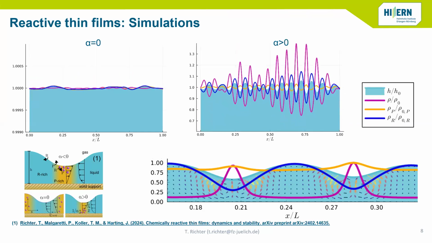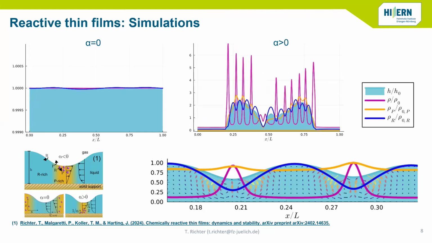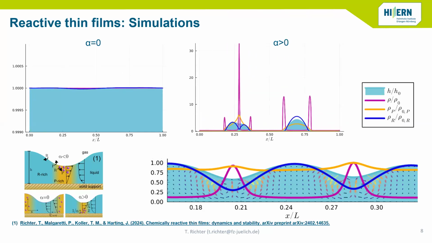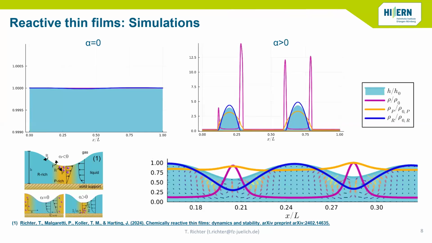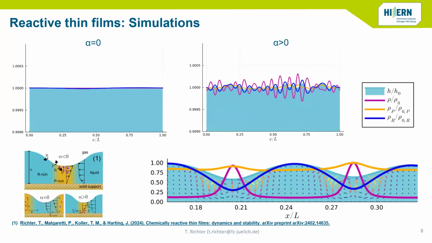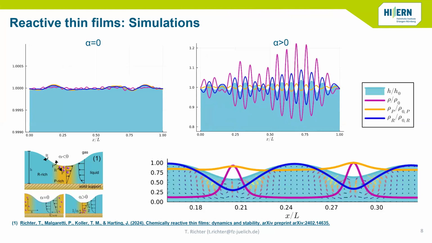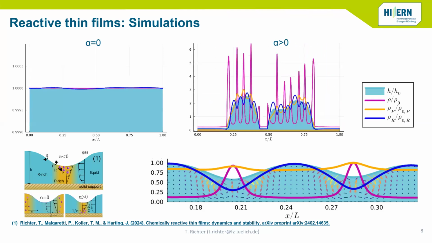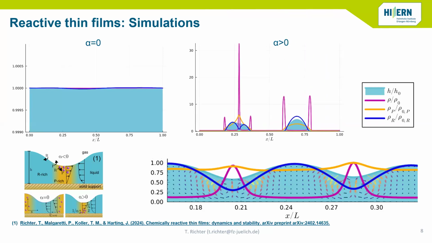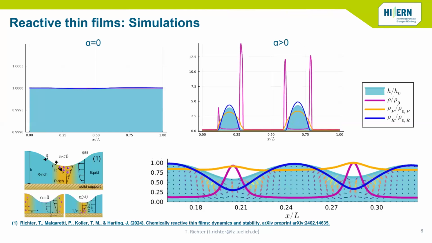So driven by the surface tension gradient, there's a shear stress at the surface and the typical Laplace pressure within the film, you get this kind of circular flow fields that accumulate the catalyst and lead to those purple spikes.